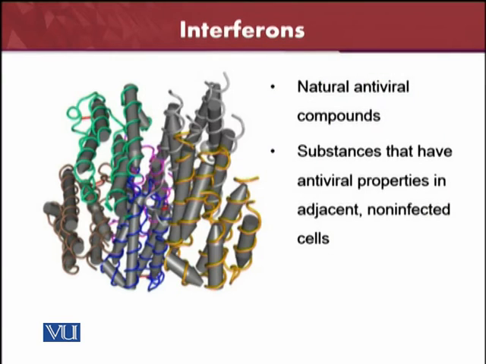These are the natural antiviral agents. These are produced inside the body when any pathogen or virus attacks the host cell. These are actually part of the host immune system. Interleukins and interferons are the basic parts of the host immune system. Substances that have antiviral properties in the adjacent and non-infected cells are called interferons. Here you can see the structure of the interferons.